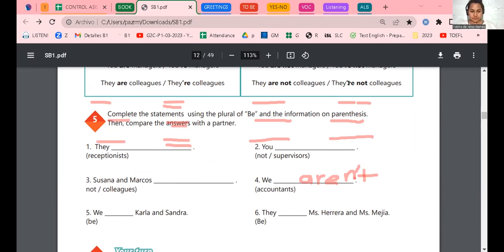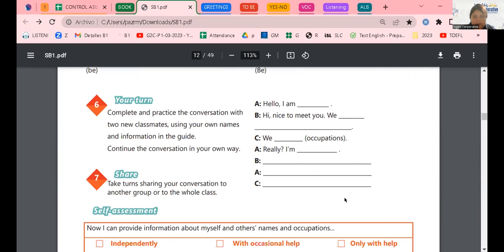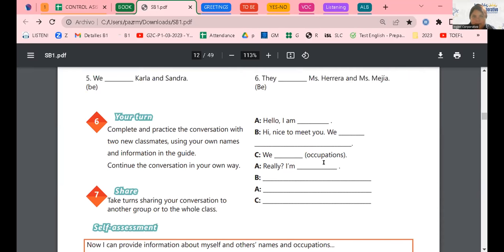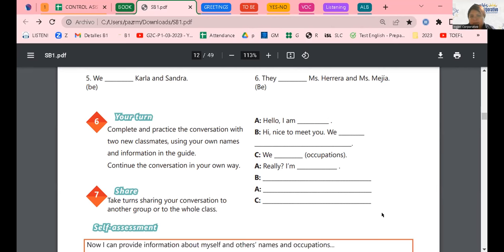Let's continue. They are receptionists. They are clear. Okay. So we'll continue with this. I'm gonna skip that part and you're gonna complete that on your own, okay? Acá van a completar una conversación, okay? Una conversación parecida a las que vimos hoy al inicio, se presentaban, se saludaban. Acá les pide las ocupaciones y acá ustedes pueden agregar una pregunta, una respuesta o la despedida. That's all.